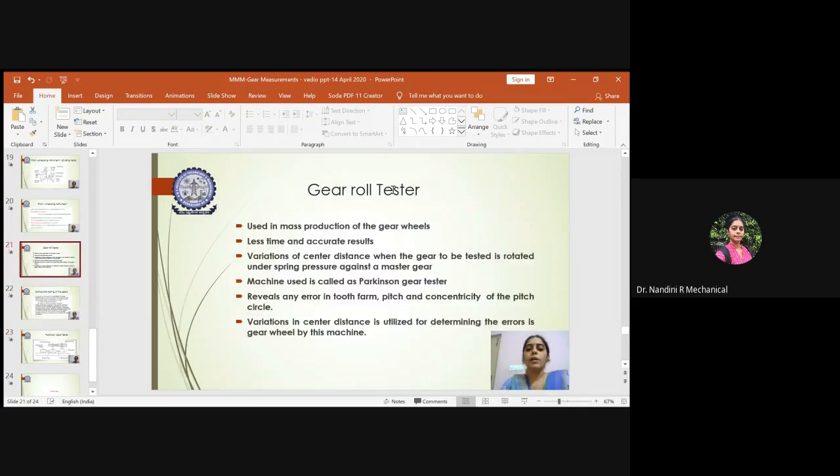So gear roller tester. One example of the instrument we use as a gear roller tester is our famous Parkinson gear tester, which reveals any error associated with the tooth form, or the pitch, or the concentricity of the pitch circle. So all these three parameters could be measured by using the Parkinson gear tester.